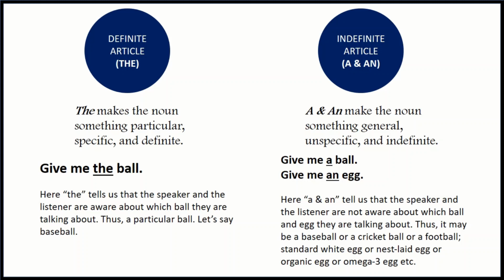Similarly, give me an egg. An egg, I mean one egg, but which egg specifically is someone asking me to give? I don't know. It could be a standard white egg or Nestle egg or organic egg or omega-3 egg whatsoever. So this is the difference between specific and unspecific, definite and indefinite, particular and general articles.